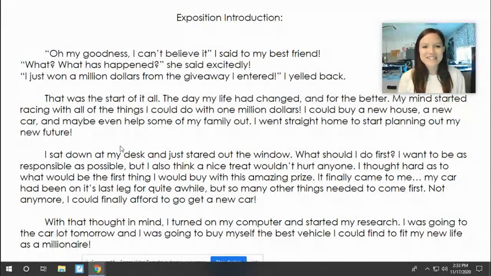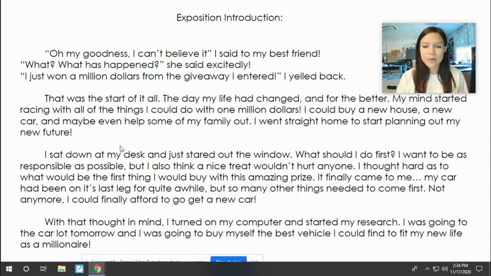All right, so here in our exposition, we introduce our main character. We really don't know her name here, but we know it's I. It's written in first person. She is telling her story. We know she has a friend here that she's talking to. And then we've also introduced the situation, which is, okay, this girl just won $1 million. So we don't know what's going to happen yet. We know it looks like she's going to go buy a car, but we've started to introduce the situation of the story, which is, she has $1 million. What's she going to do with it?